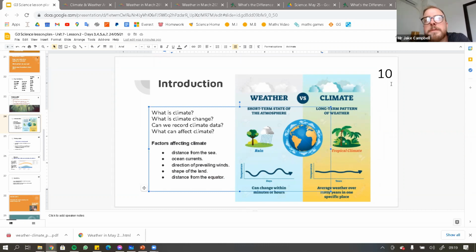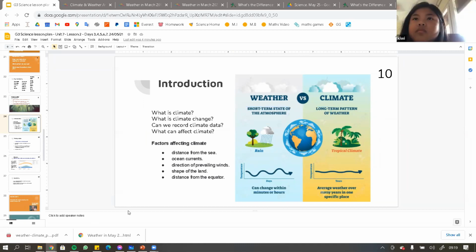Mickey, if you're very far away from the equator, what will the climate be like? The climate will be cold. Yeah, cold and dry. Yeah, that's it. Very good.